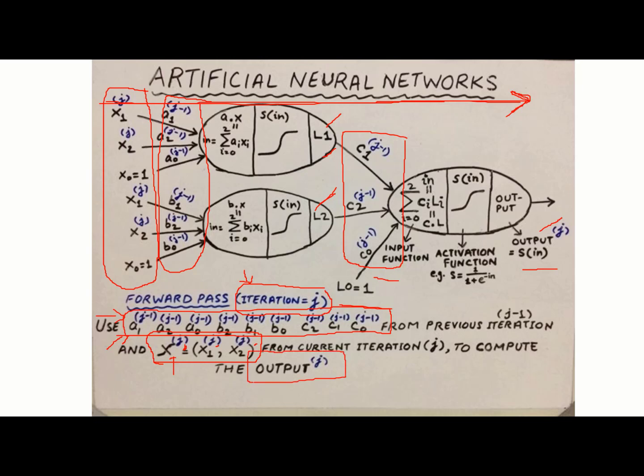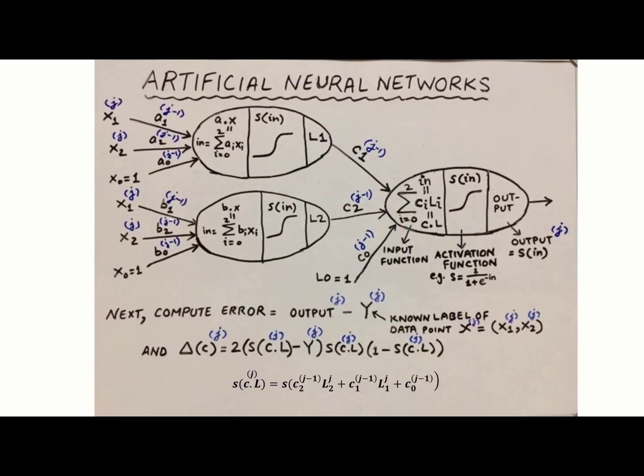We're going to say this is output superscript J. Now, once the forward pass is complete, we proceed to calculate the error, which is the difference between our computed output for the current iteration, that is J, and the available data label that comes with the data point, that's Y superscript J. And using this error, we are going to compute delta C for the current iteration.